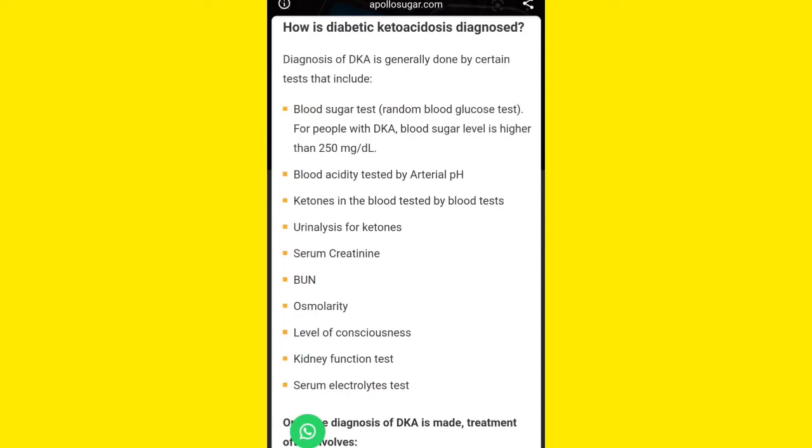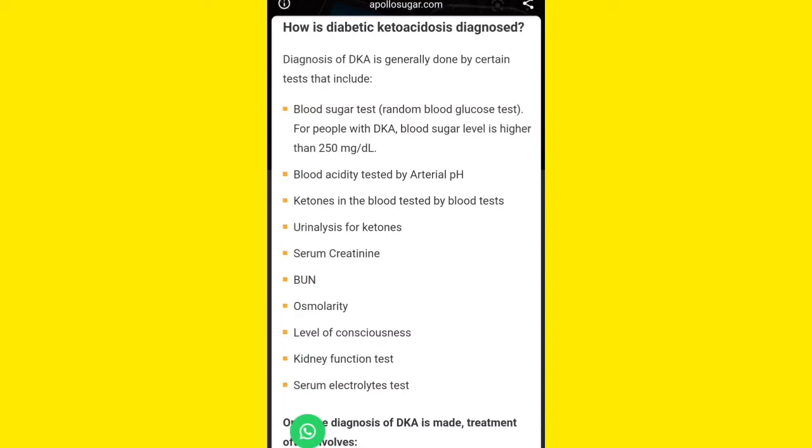Now, how can we diagnose diabetic ketoacidosis? This is also very, very important. We can diagnose diabetic ketoacidosis by, number one, the blood test, that is the blood sugar test. Now, you will do the random blood sugar test, random blood glucose test, RBGT. RBGT means the random blood glucose test. You will check with the help of the Accu-Chek, with the help of the glucometer, and if you find that the patient is having blood sugar higher than 250 mg/dL, then you will find out that the patient is having diabetic ketoacidosis.